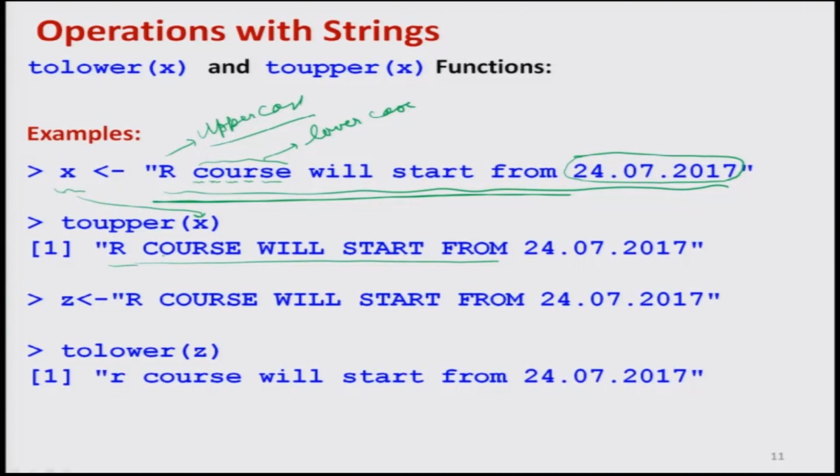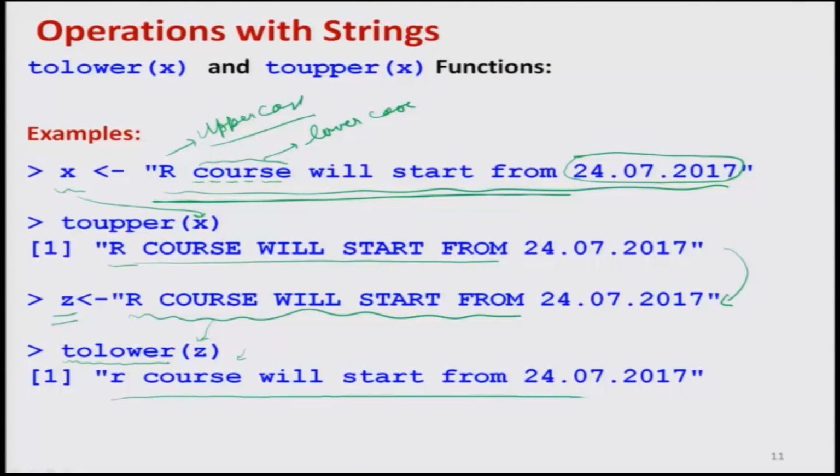And now suppose I store this thing in, say, another variable here, z, whatever is the outcome. Now I have a new variable z in which all the letters are in uppercase. Now suppose I want to change all of them into lowercase. So I am saying here, R, please use the command toLower and change all the characters which are in uppercase into lowercase. And you can see here, as soon as I enter, this outcome comes over here.